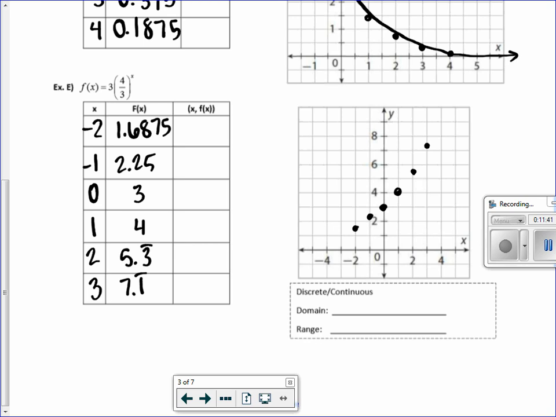Okay. And then we're connecting it. Can you tell what the graph isn't going to get to? Look up in your table, look down in your table. What is that graph not going to quite reach?